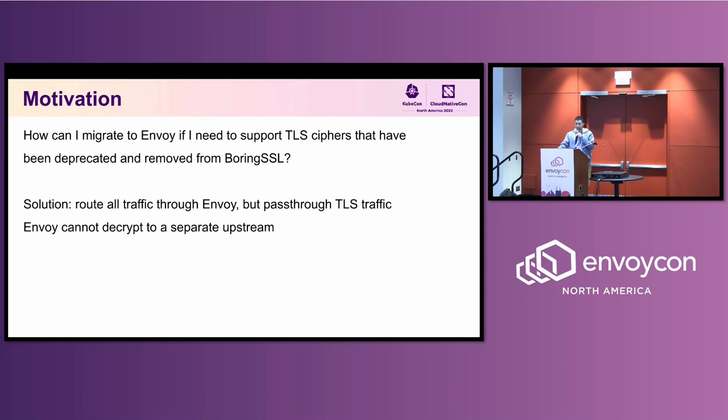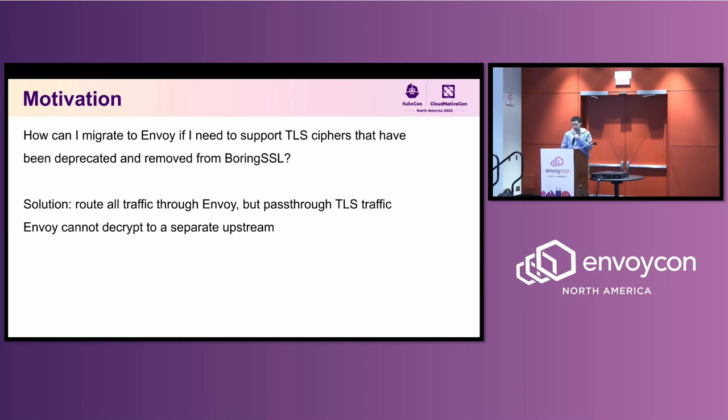And so, since this was a migration effort, we essentially decided upon a solution. There are many possible solutions to this problem, but the one that we specifically chose was that we wanted to route all traffic through Envoy, but we wanted to pass through TLS traffic that could not be decrypted to a separate upstream for this other upstream to handle.